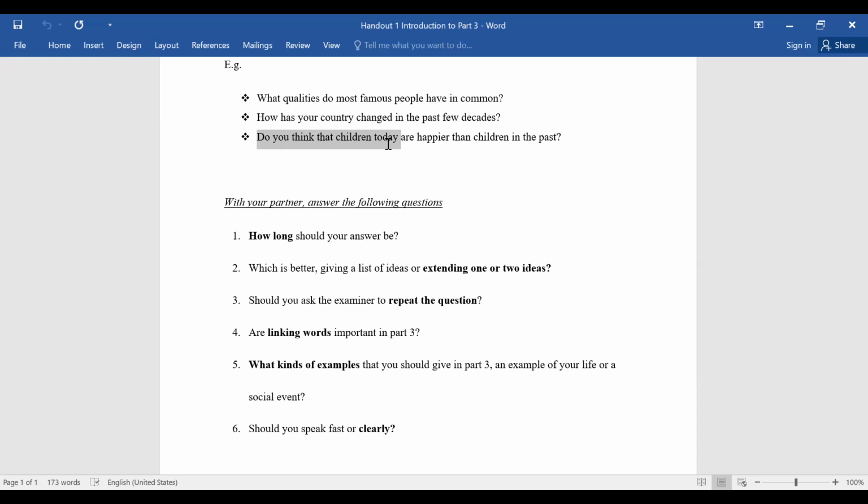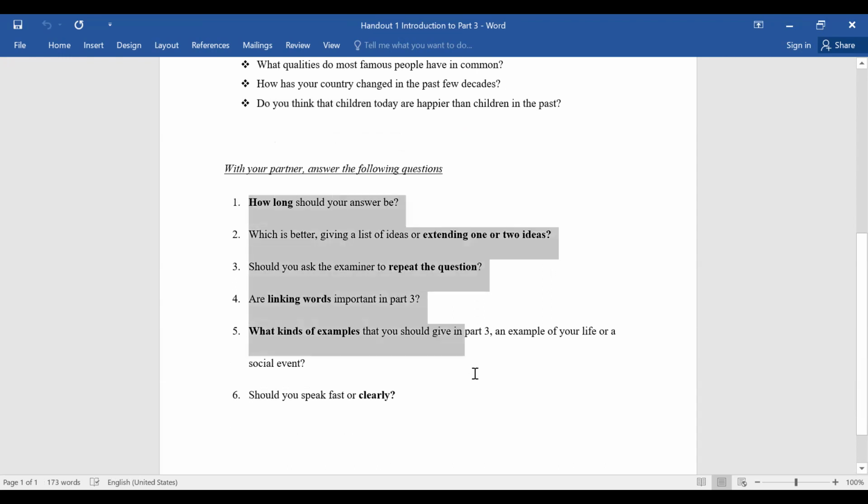So, yes, everybody, welcome to the final part of the IELTS speaking test, part 3. Now I'll tell you guys how to give good answers in part 3. Let's clear all the confusion away. Here we have 6 questions that students usually ask me when it comes to IELTS speaking part 3. We'll discuss them a bit before we move on to how to answer IELTS speaking part 3 questions effectively.